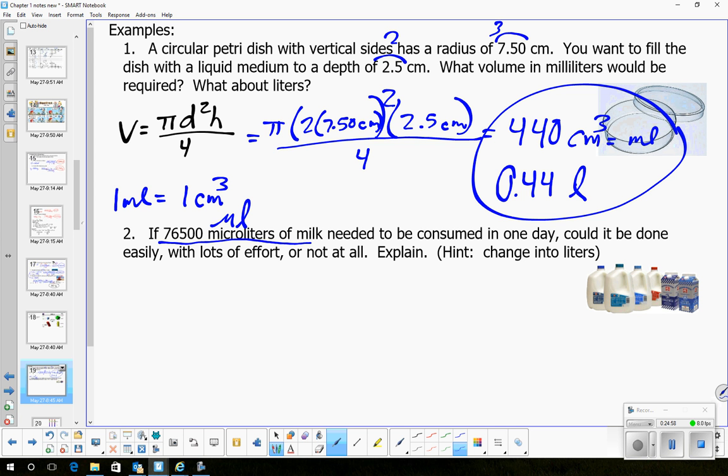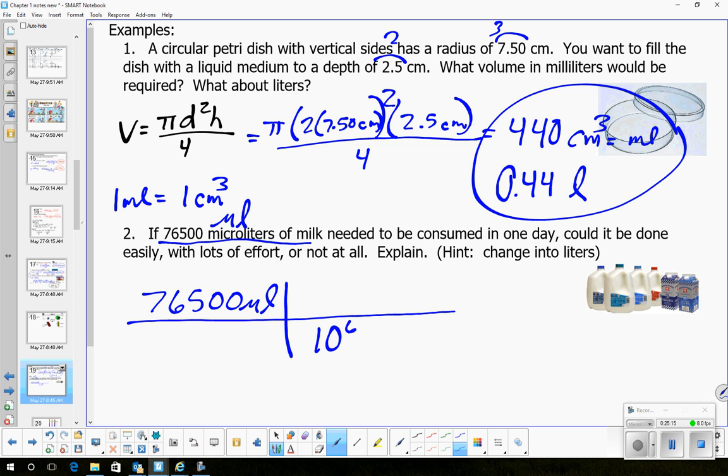So 76500 microliters. How many microliters are there in a liter? So 10 to the 6th. Should be 10 to the 6th, right? Microliters in 1 liter. Microliters go out. And what does that leave me for my answer here?